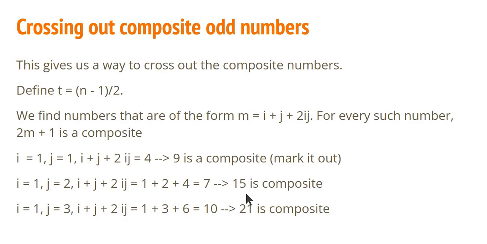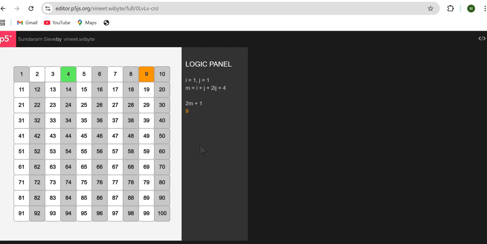Once again, let's visualize this, because that will make it much clearer. As discussed, all even numbers are already marked out, because we know that these are composite numbers. These are not prime numbers, except of course 2. Now I start with i equals 1, j equals 1, m is hence 4, which means that 2 times m plus 1, 9, is a composite number. I can mark it as such.